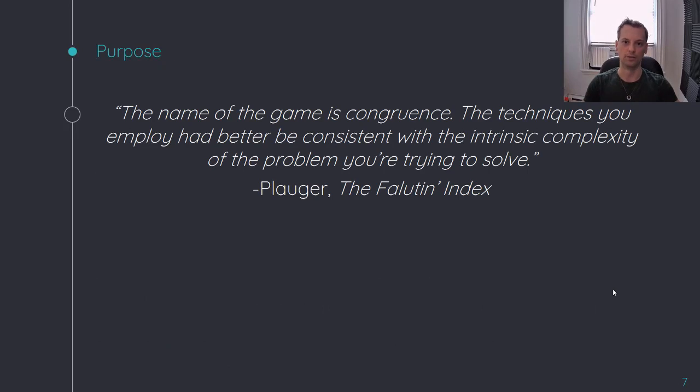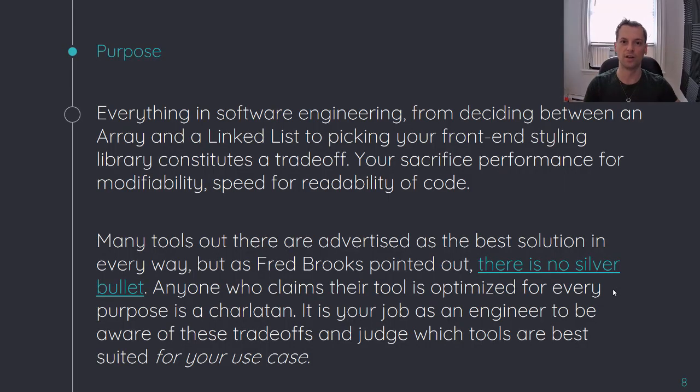Someone who was way smarter than me said something similar: the name of the game is congruence. The techniques you employ had better be consistent with the intrinsic complexity of the problem you're trying to solve. Now, why am I harping on this so much? Well, with many technologies, and with databases in particular, there's no shortage of people out there who say, this database technology is the best one. It is the one that solves every single problem. You should just apply it to absolutely every single use case. And that is not the case.